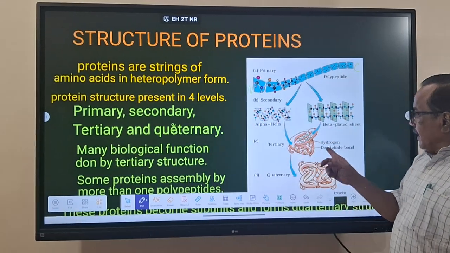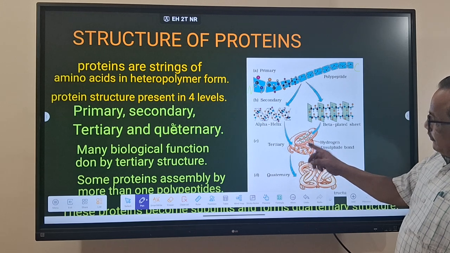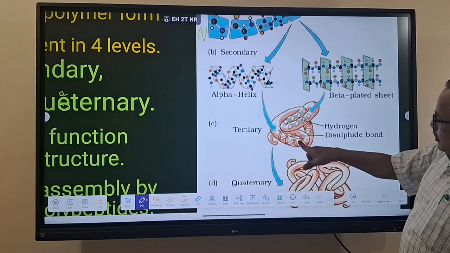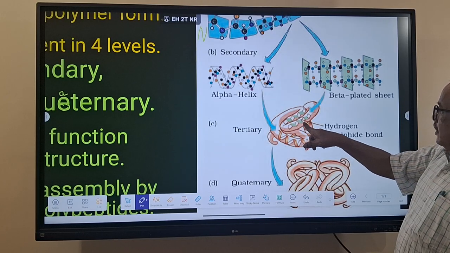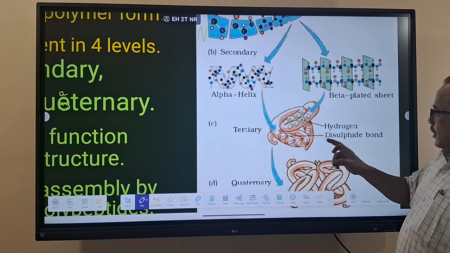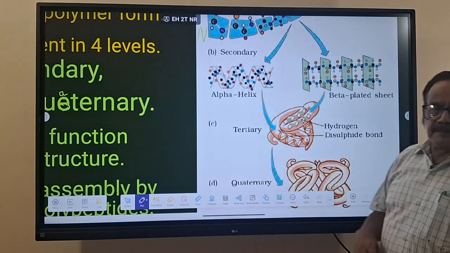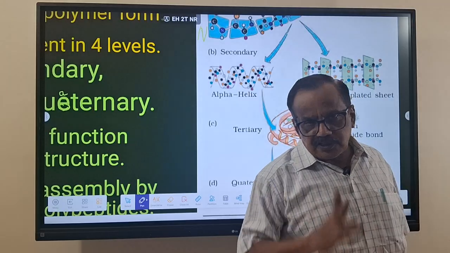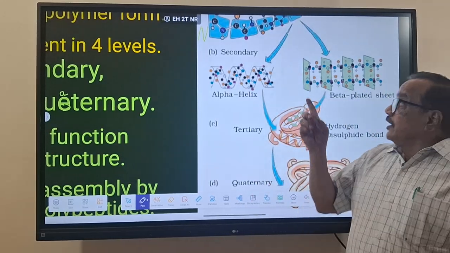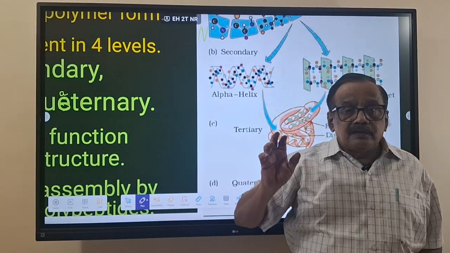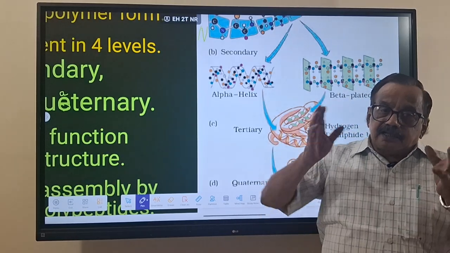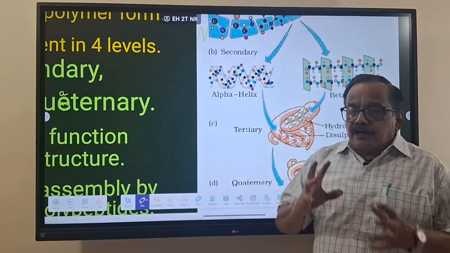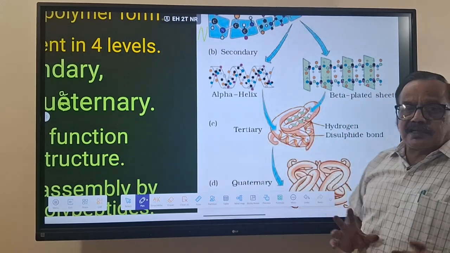Now you see here. Here he has shown clearly. Whenever we are seeing, here you see. This he has shown helical and next beta plated and next all this rounded. This is a self-coiled hollow woolen ball. He is telling, in the self-coiling of the primary protein, here and there in some portions they used to form the alpha helix and the beta plated. All together will form the tertiary structure.